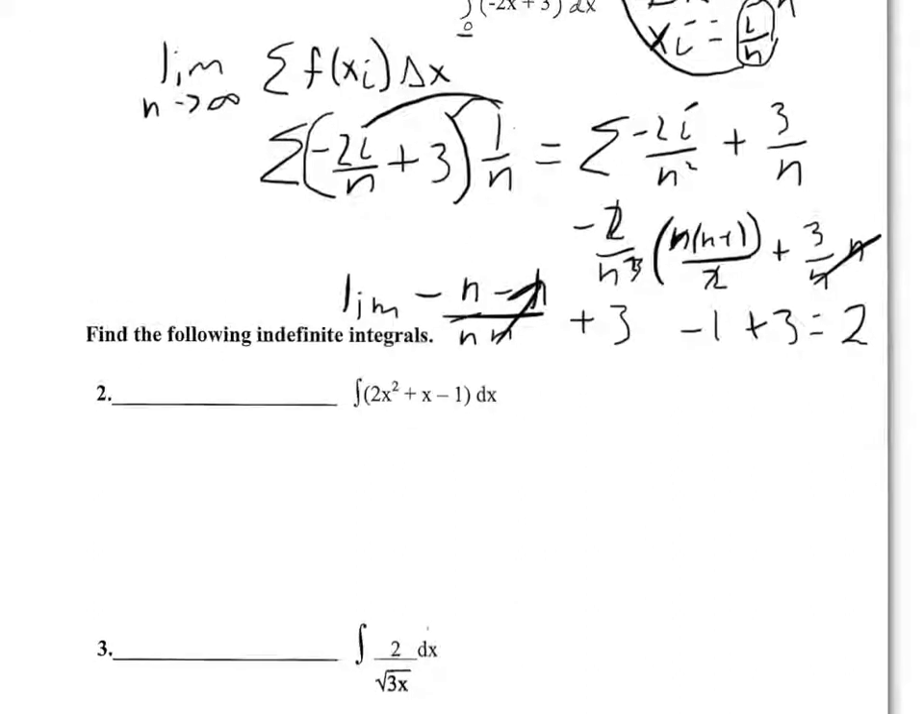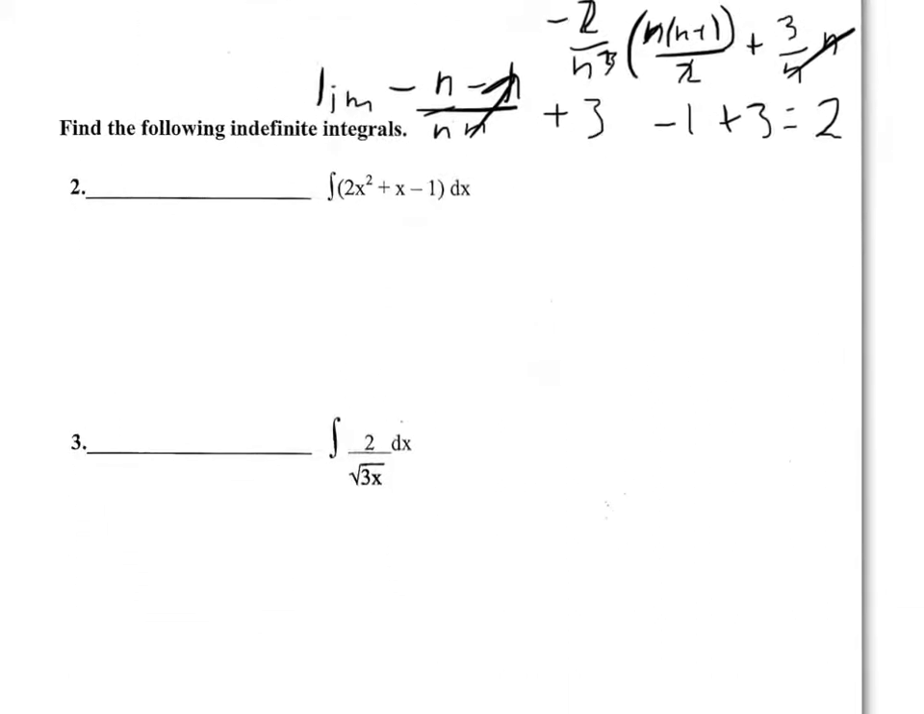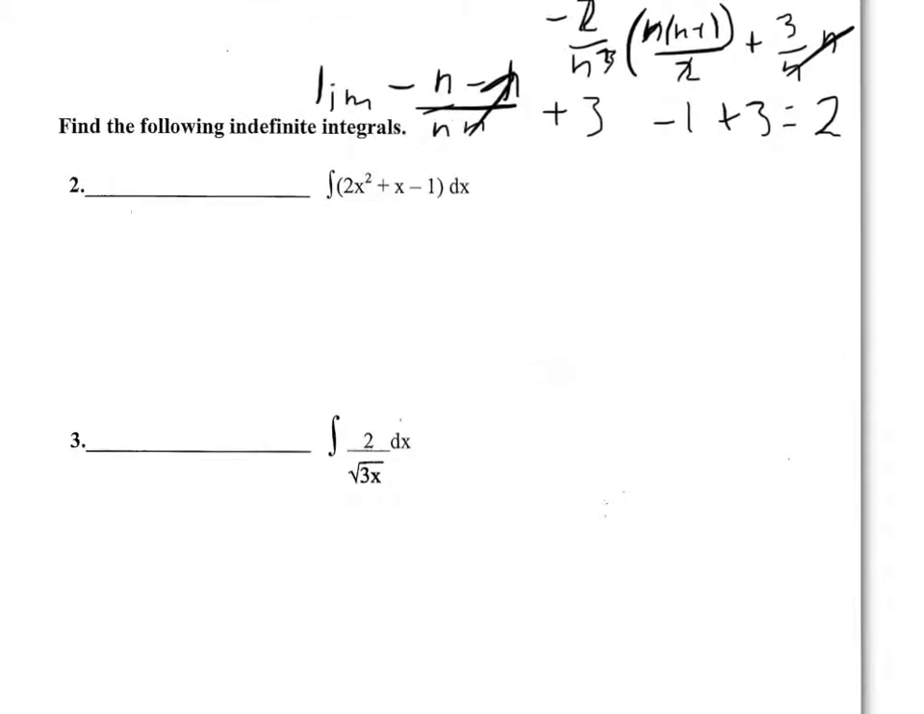Now, if we look down here to these lower two examples, just the indefinite integral process here, if I just add 1 to every power and then divide by the new powers, I should get 2x to the third over 3 plus x squared over 2, and then minus x plus c.